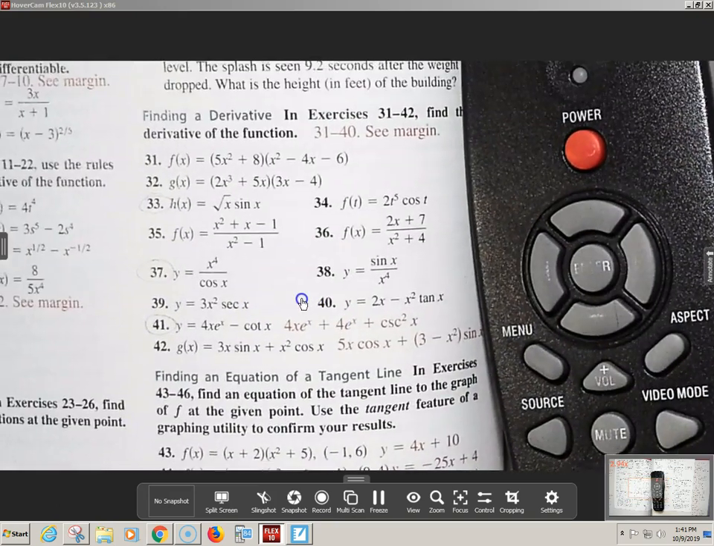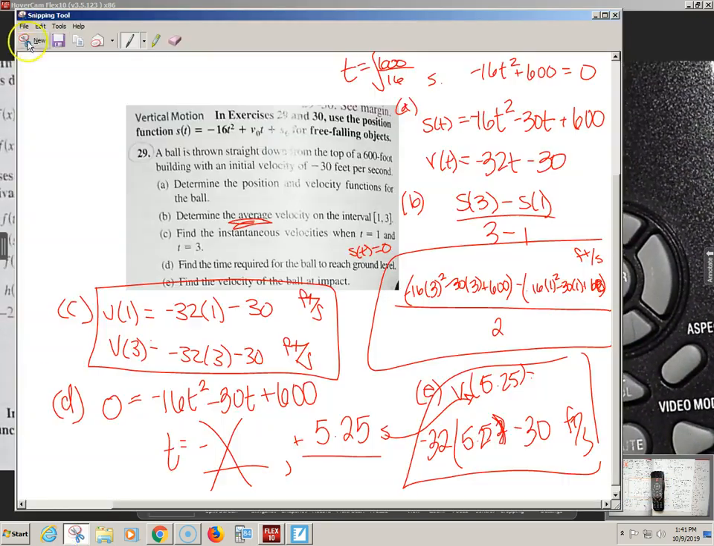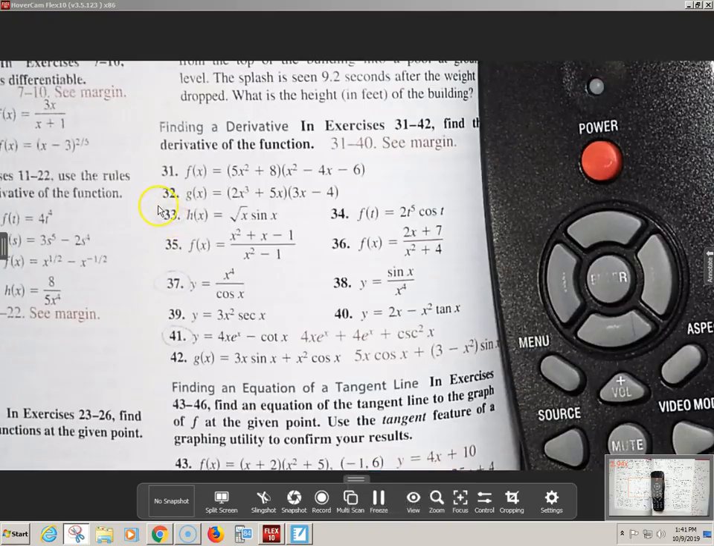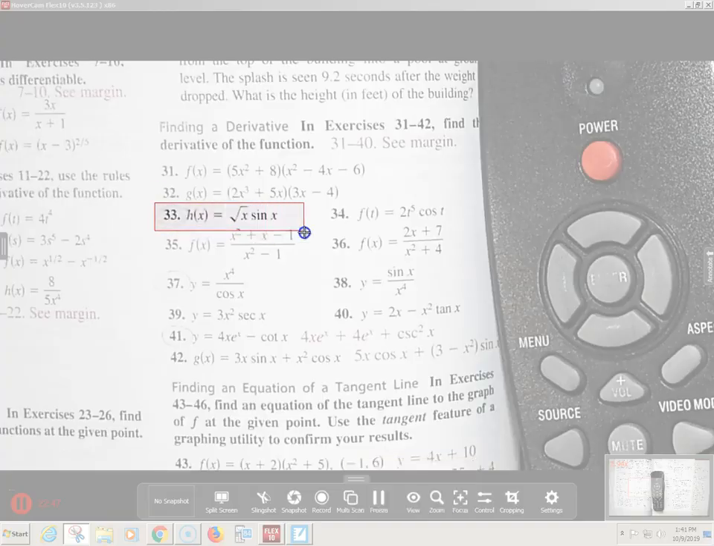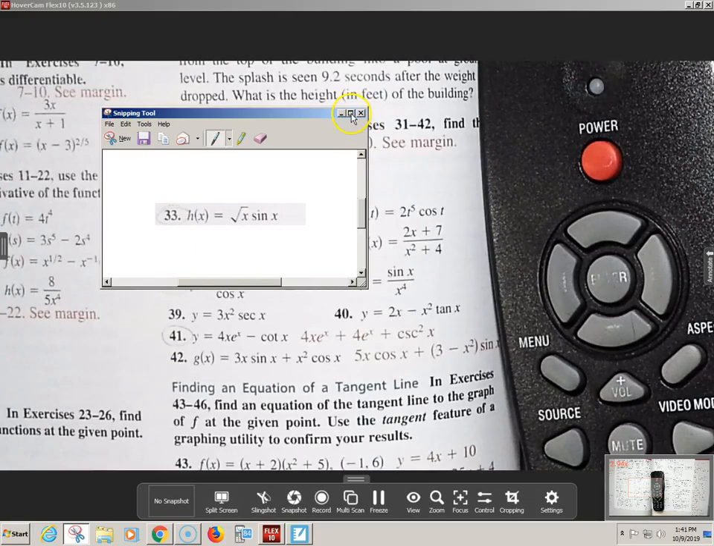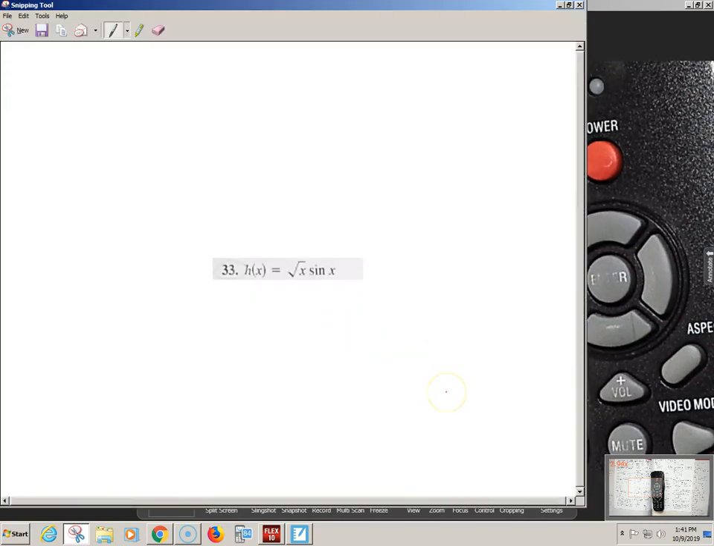Oh, period 1 got this one wrong too. Or at least someone in period 1. Tyler, can you read me 33's function? Read it to me. The reason I wanted her math used because you were like square root of x sine of x, no big deal. She said square root of x times sine of x, which you meant.